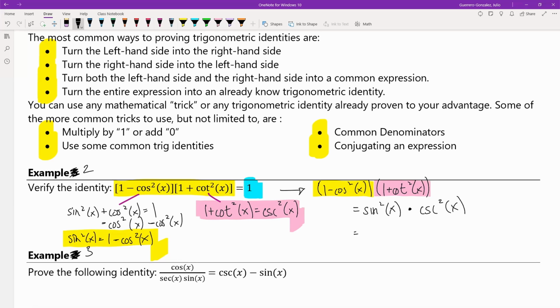Now I'm going to use my cosecant identity. So sine squared of x times, cosecant is 1 over sine. You guys remember that? So it's going to be 1 over sine squared of x. And if you multiply both of these together, you get 1. Bam.